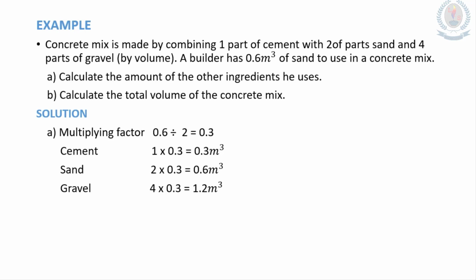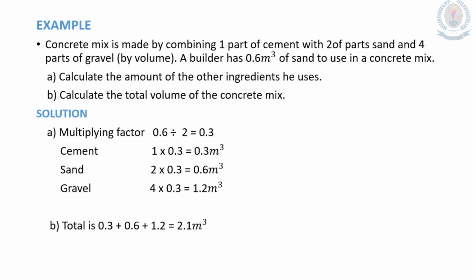Then each and every ingredient we want to multiply by the multiplying factor. First you can take cement. Here 1 part of cement, then we have to find 1 part of cement in cubic meters. 1 times 0.3. 0.3 cubic meter of cement needed. Sand also, 2 parts we need. So 1 part is 0.3, 0.3 times 2, 0.6 cubic meter needed of sand also. Gravel, 4 parts, 4 times 0.3, 1.2 cubic meter needed.